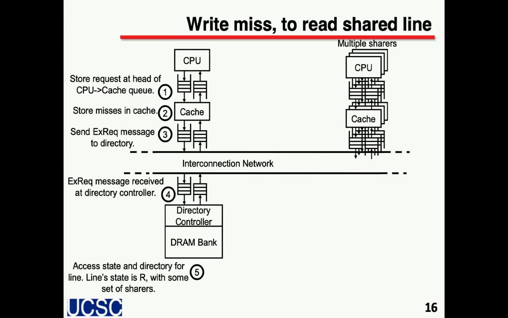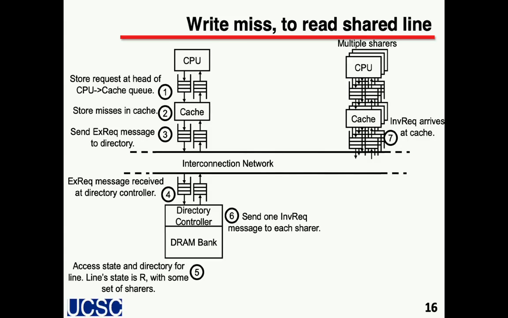Well, if people are sharing it, we actually need to invalidate their copies, much like we did with the MSI protocol. However, in this case, we need to explicitly send messages to them to tell them, hey, this particular cache line needs to be invalidated. So these invalidating requests go across the network, one for each cache. It's not a broadcast, right? They're being specifically sent to the people who are listed in the directory.